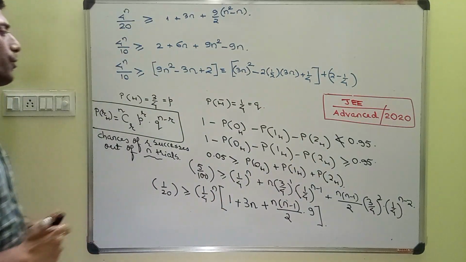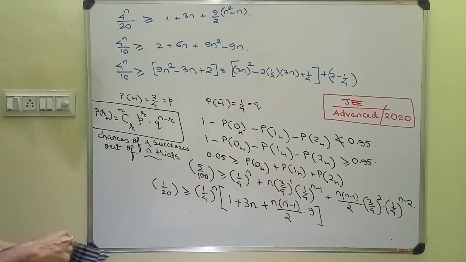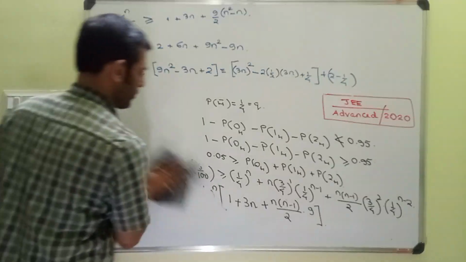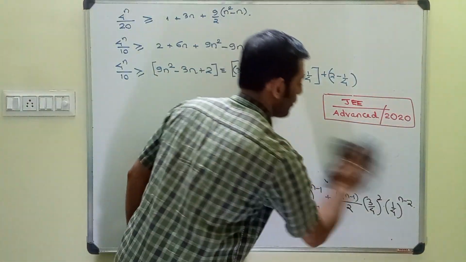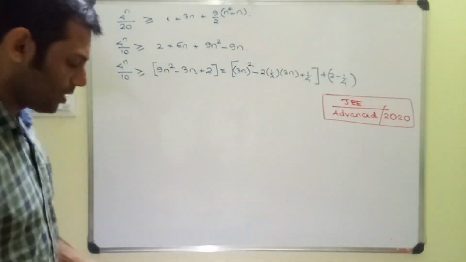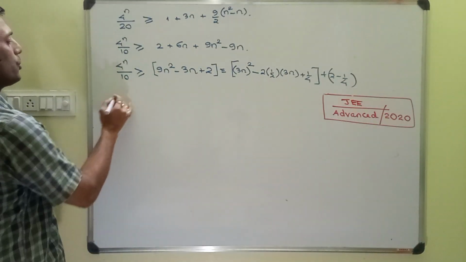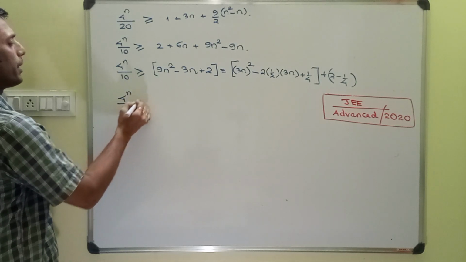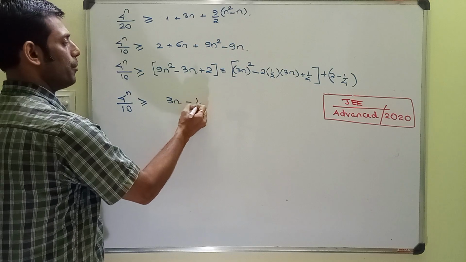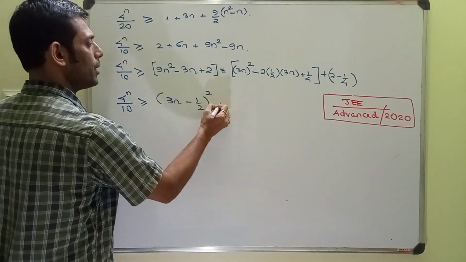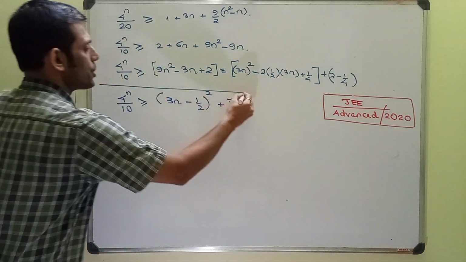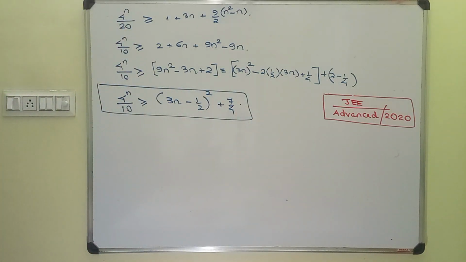So effectively we are dealing with 4 power n by 10 greater than or equal to a perfect square plus a constant. Therefore 4 power n by 10 should be greater than or equal to 3n minus half whole square plus 2 minus 1 by 4, that is 7 by 4.